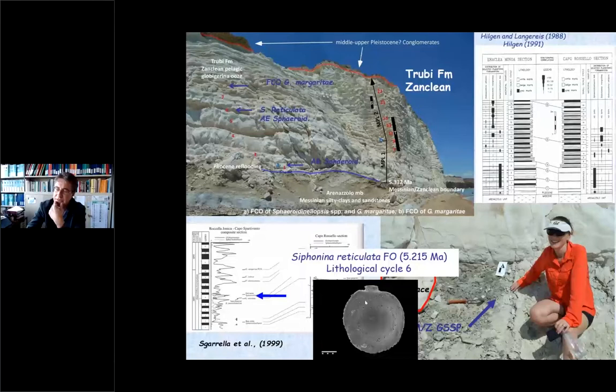The Tubi formation is really important for the return of Siphonina reticulata, a benthic species that disappeared in the Mediterranean region 7.1 million years ago. So this species returned to the Mediterranean after the Messinian salinity crisis and recolonized the Mediterranean, not at the base of the Tubi, but just 4 or 5 cycles above, due to the improvement of environmental conditions in bottom water.